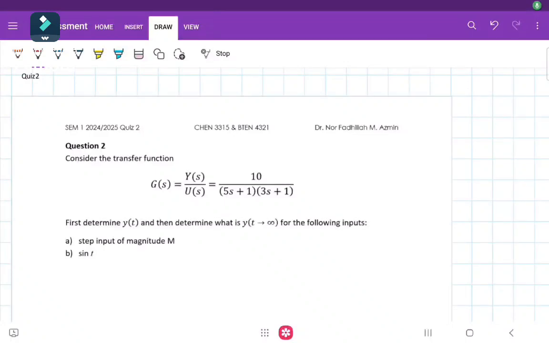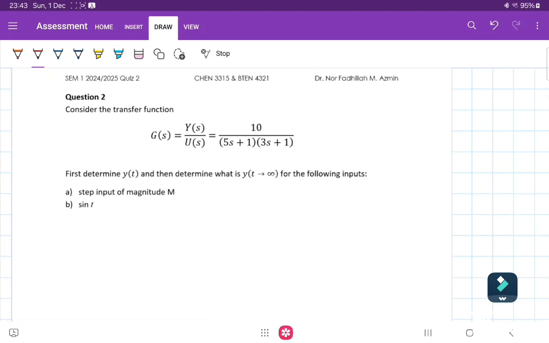Do question 2 now. You have a transfer function and you need to determine y of t, which is the output, and then determine what y is as t approaches infinity for two different inputs. One is a step input of magnitude m and another one is sine t.